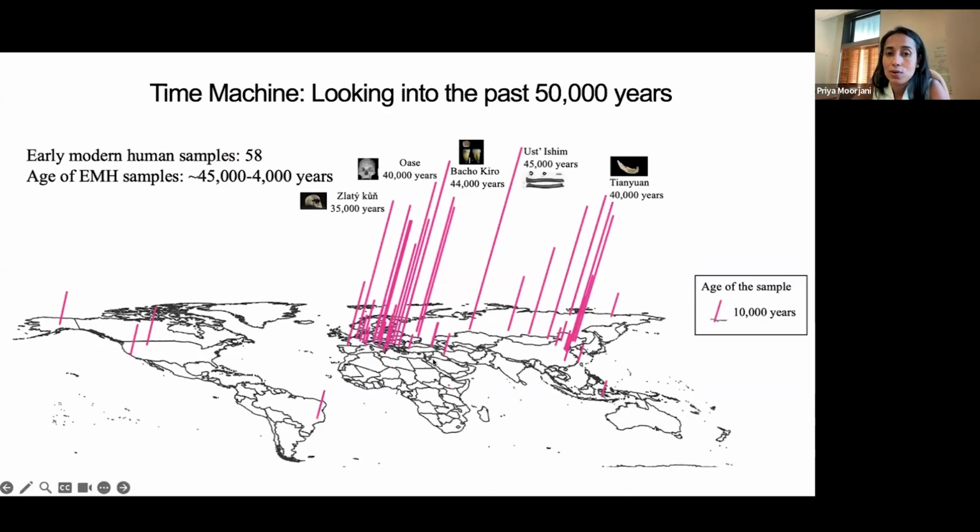In a recent study, we looked at data from 58 ancient DNA samples of modern humans. We tried to also use samples of individuals that lived a long time ago. These are individuals like Oase that lived 40,000 years ago, or Bacho Kiro that might have lived 44,000 years ago, or Ust'-Ishim that I showed you on the previous slide that lived 45,000 years ago. And then we tried to identify where Neanderthal ancestry is in their genomes to study the timing further.